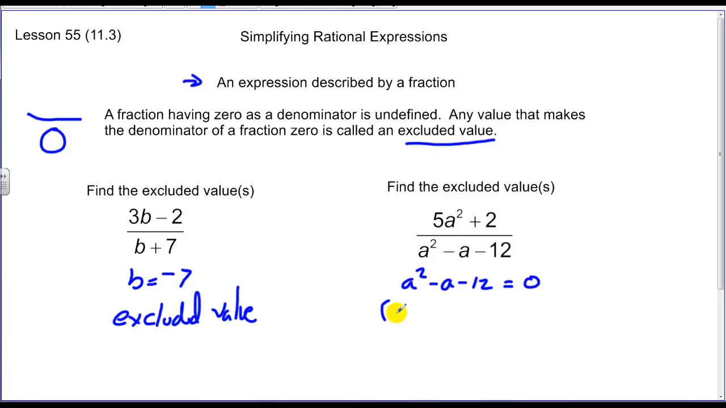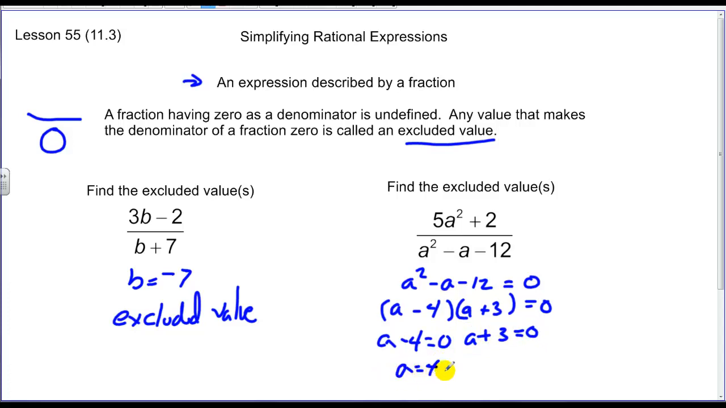I know this factors once again: what multiplies to -12 and adds to -1? That's going to be a -4 and a +3. And then I have the zero product principle saying a minus 4 could equal 0, or a plus 3 is equal to 0, so a is equal to 4, and a is equal to -3. And both of these are excluded values.